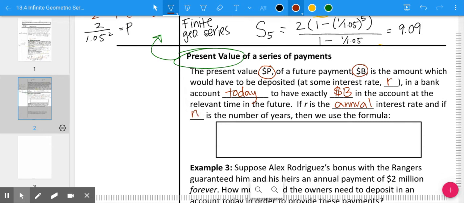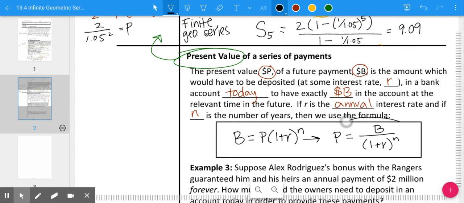So the equation we saw on the top left, where we said B is P times 1 plus R to the N. This is from Unit 3. We just get P by itself. So to find a present value, you take the balance that you want and you divide by 1 plus R to the N. Now, again, this equation gives you the present value.